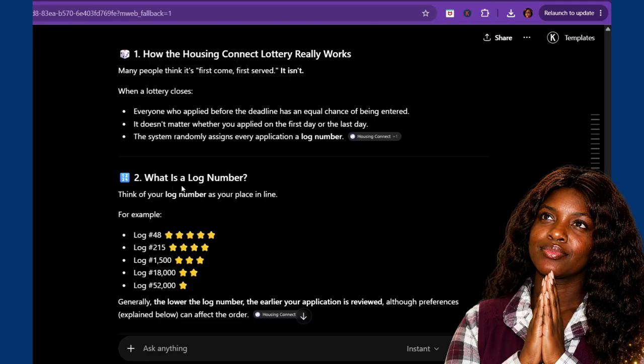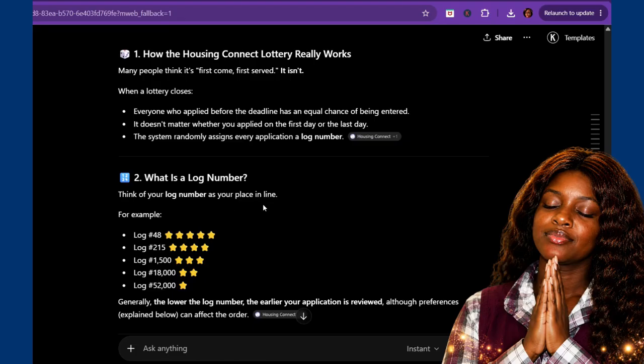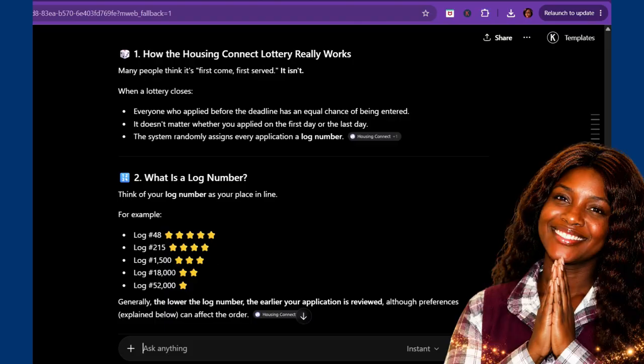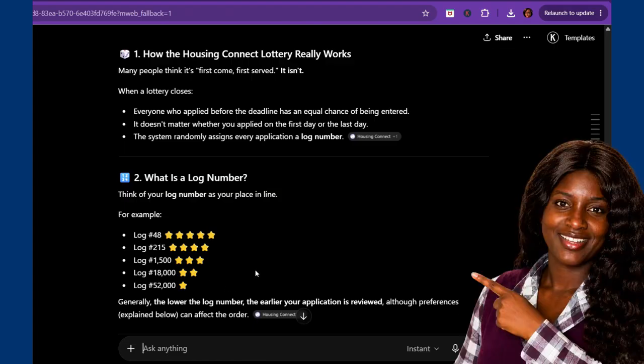Number 2, what is a log number? Think of your log number as your place in line. For example, log number 48 could have 5 stars. Log number 215 could have 4 stars. Log number 1500 could have 3 stars. Log number 18,000 could have 2 stars. And log number 52,000 could have 1 star. These are just examples, because of course everybody's log number is going to be different, whether it's high or low.